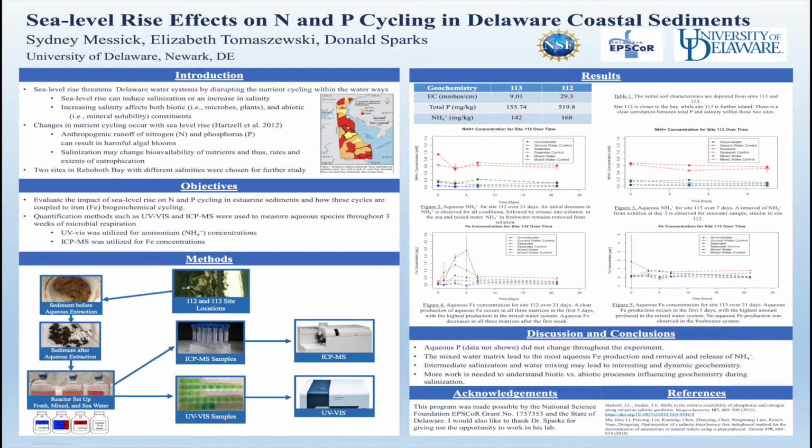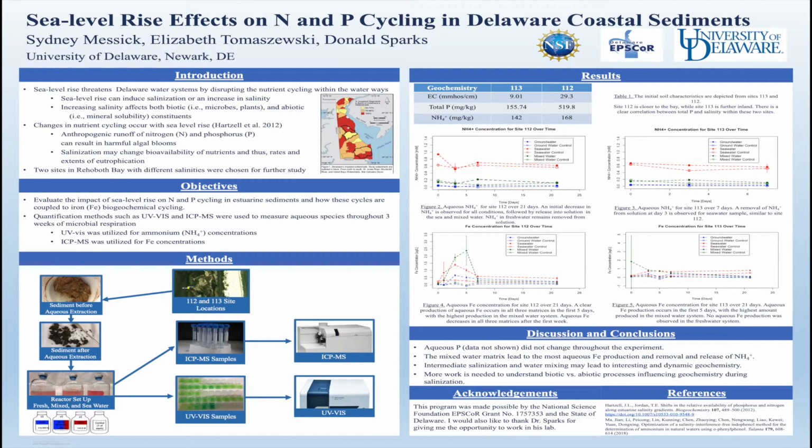Sea level rise, when it does happen, can increase salinity or induce salinization. When this happens, it can have effects on biotic and abiotic constituents. So a biotic constituent would be microbes or plants, and an abiotic constituent would be mineral solubility.